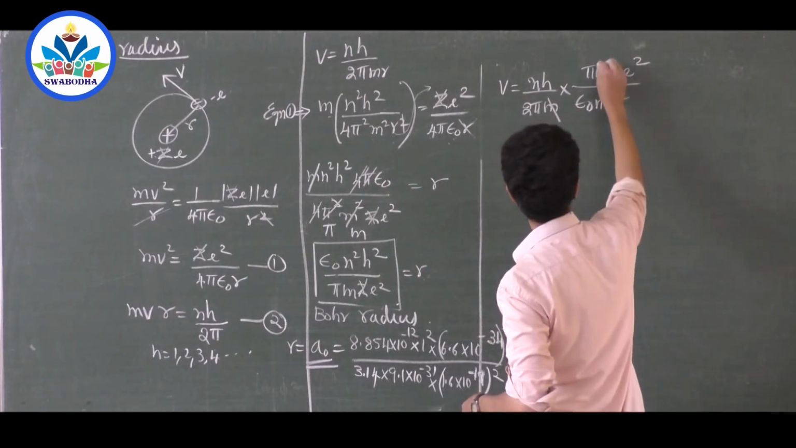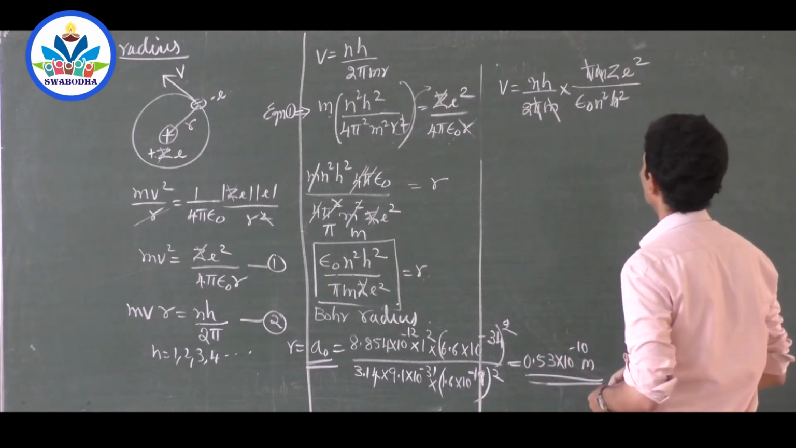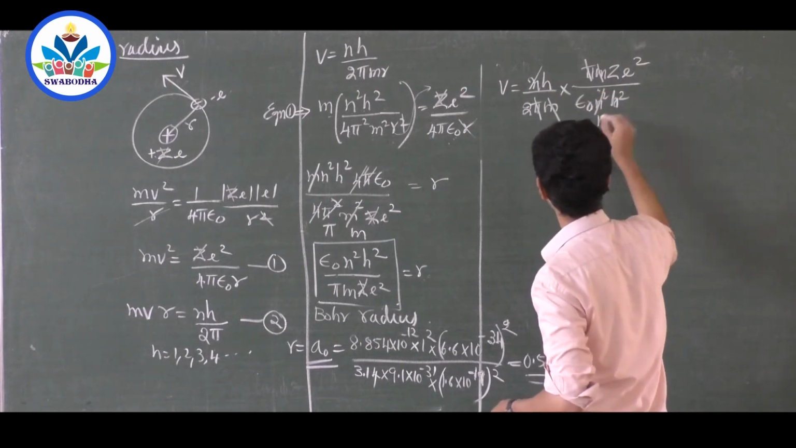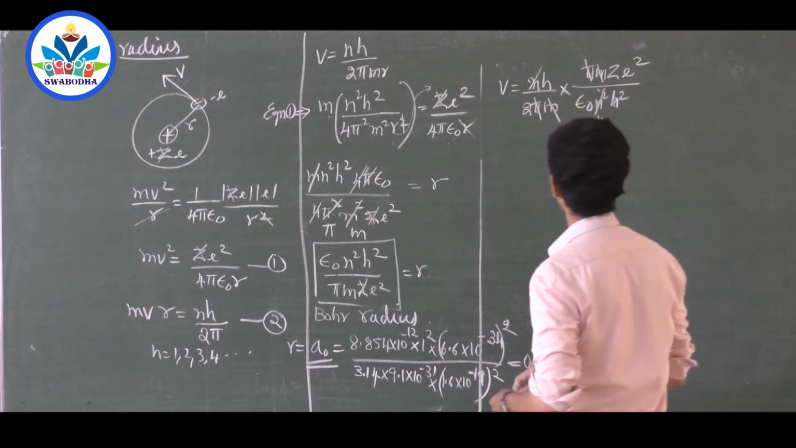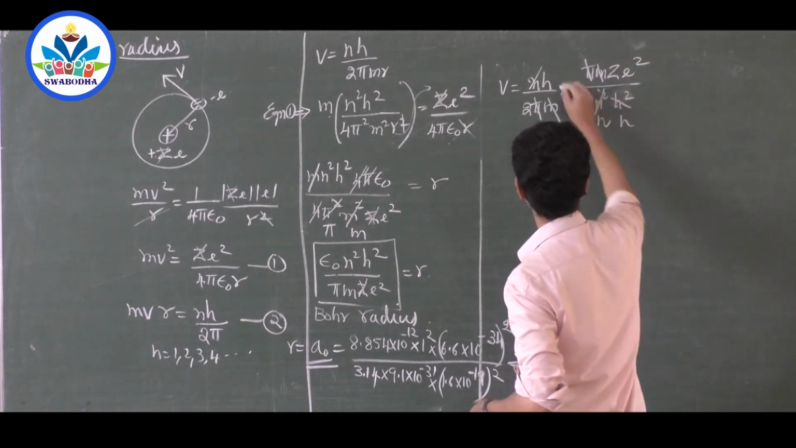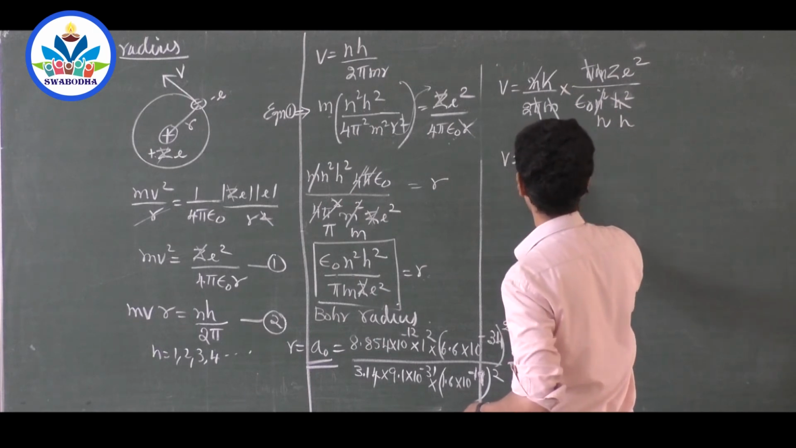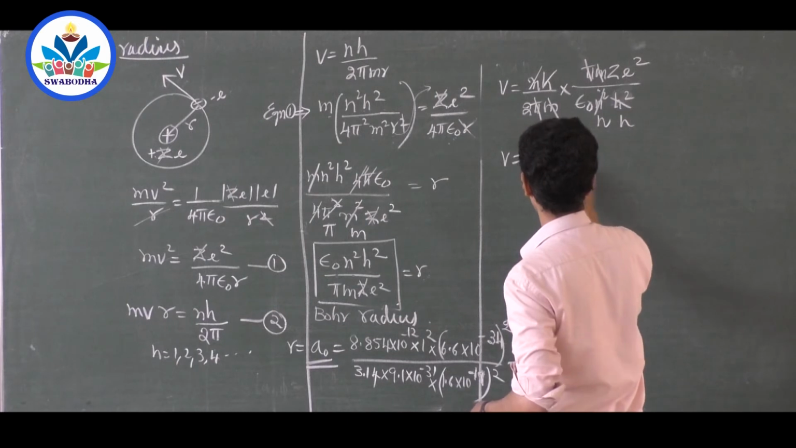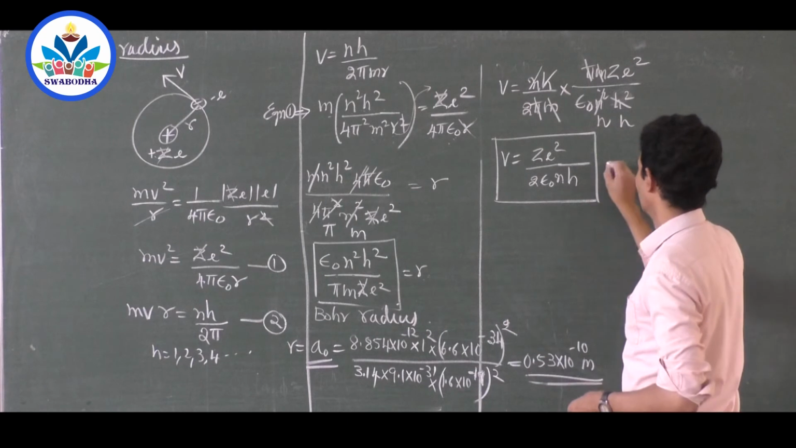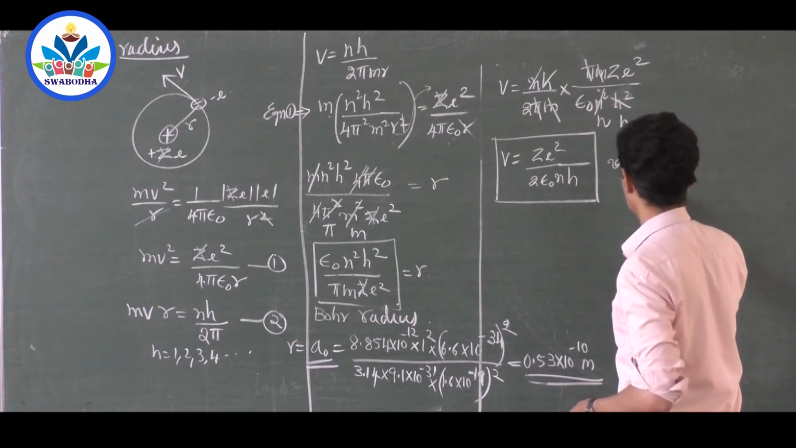Cancel the unwanted pi. What is the remaining? One n gets cancelled, right? Z square, h will get cancelled, right? Here is h square, so one h will get cancelled. Velocity of the electron in any orbit is z square divided by 2 epsilon naught nh. Now you see, velocity of the electron in any orbit is directly proportional to z, inversely proportional to n. That is what is needed.